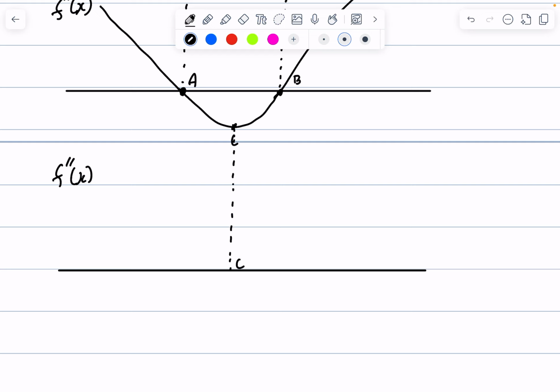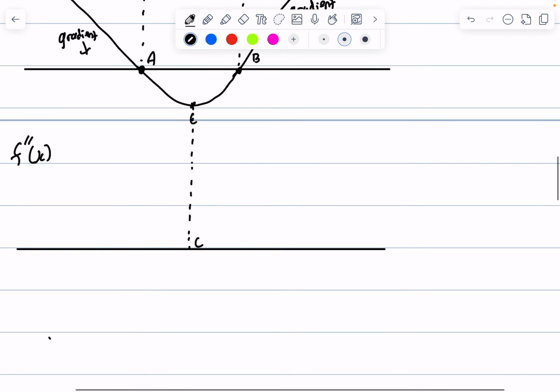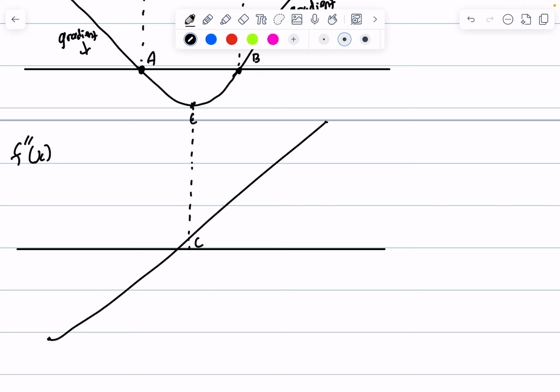This is C. And before that, we can see that the gradient is always going down. Draw that here, gradient is going down. So the gradient is negative. And because it's negative, we'll have to start around here. And after C, the gradient goes to positive as it's going up. And then we just draw the line like that.